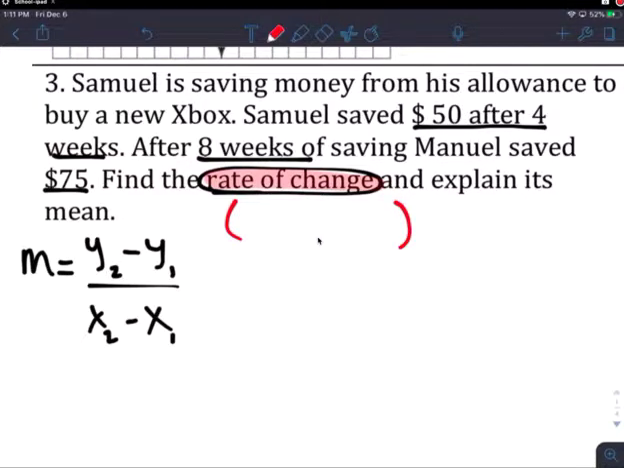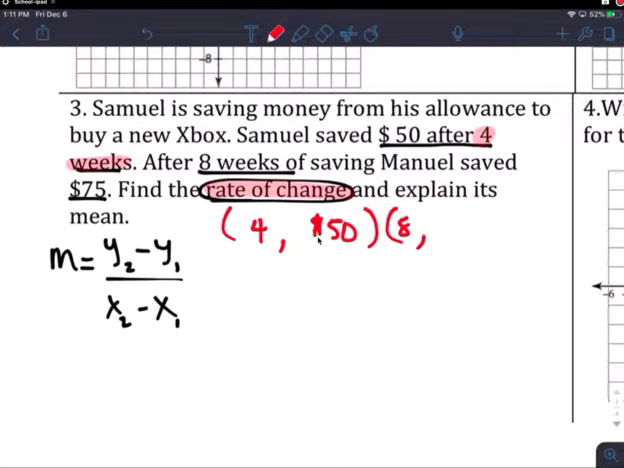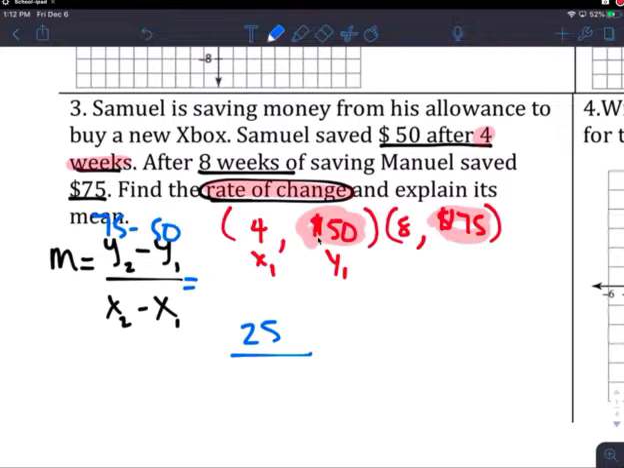And remember, weeks, time, is always x, so 4, and then dollar amount is always y. That's always the case. Time 8, dollar amount 75 is y. The smaller number I'm going to use as x sub 1, y sub 1. Bigger numbers are x sub 2, y sub 2. So you would do 75 minus 50, those are the y's. 75 minus 50 is 25 over 8 minus 4, which is 4.